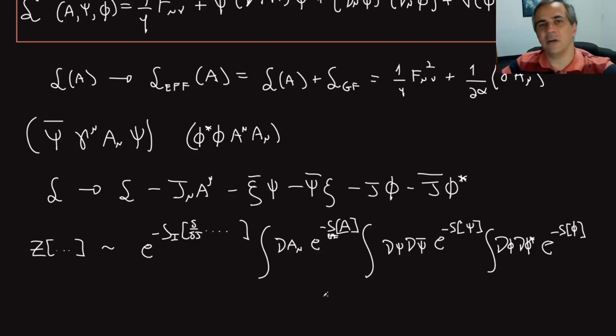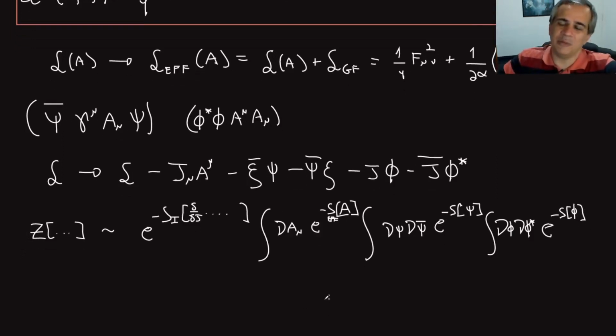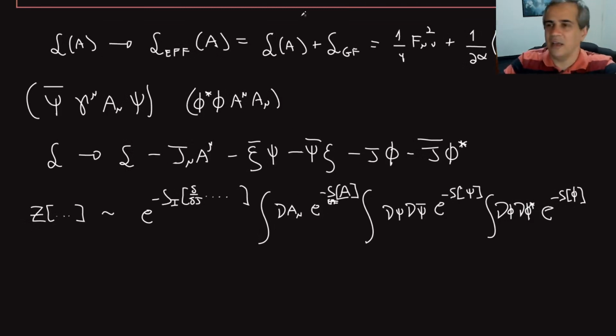The interactions are all separated. And then it becomes quite clear that I have basically three separated theories that will only mix once I take the interactions into account. But I separated them out here. I can do this integral. This will be just exponential of J mu delta mu nu J nu, where this is the photon propagator.